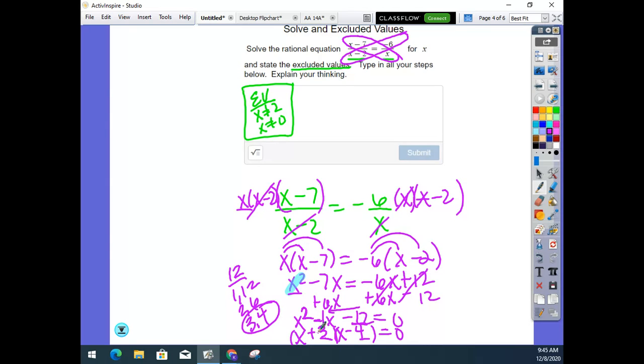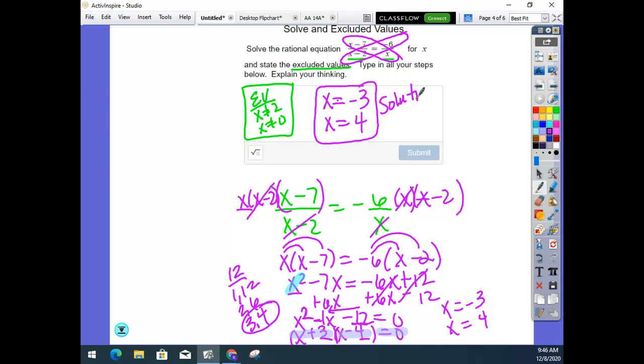So what this does is this allows me to find the zeros of this equation. What are the two values of x that make the equation equal 0? Our x equals -3 and x equals 4. Then we double check up here where these are my excluded values. I have to make sure my solutions don't match, which neither one do. These are my solutions and these are my excluded values.